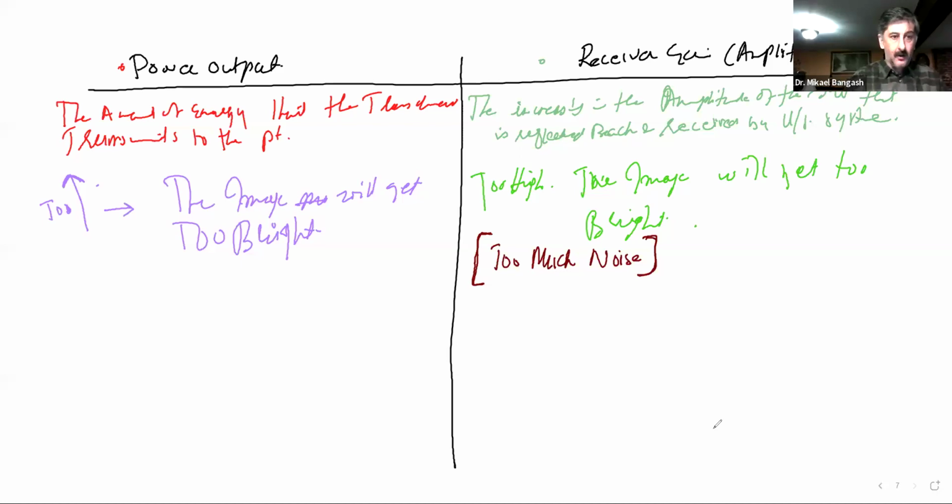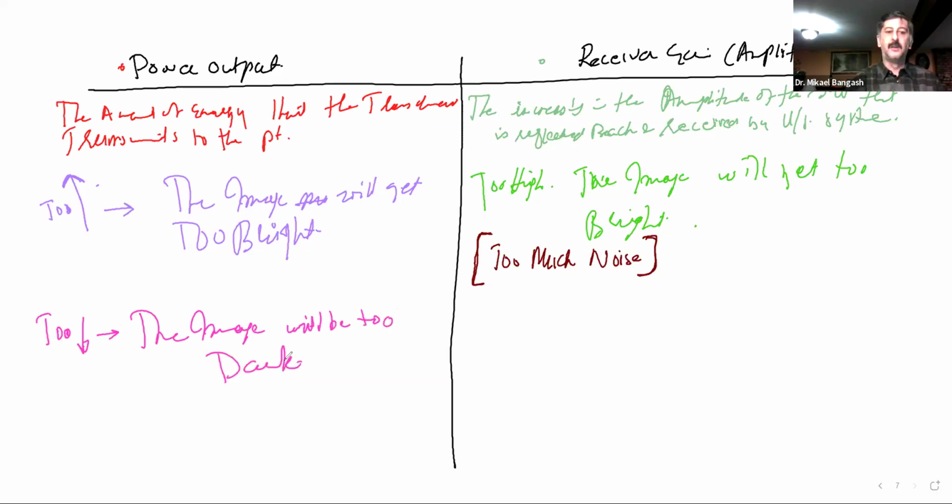Now, on the other hand, what if our power output was too low? What that is going to lead to is that the image will be too dark. Did that make sense?